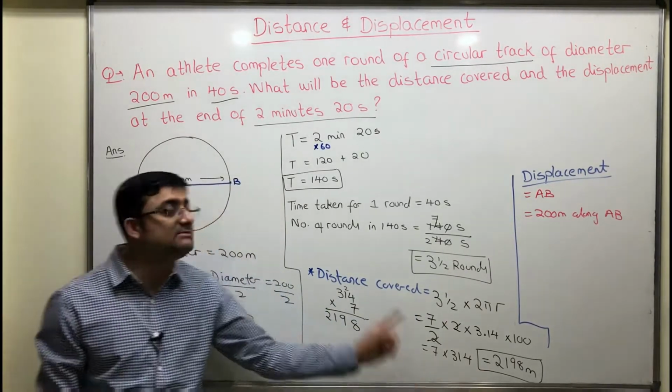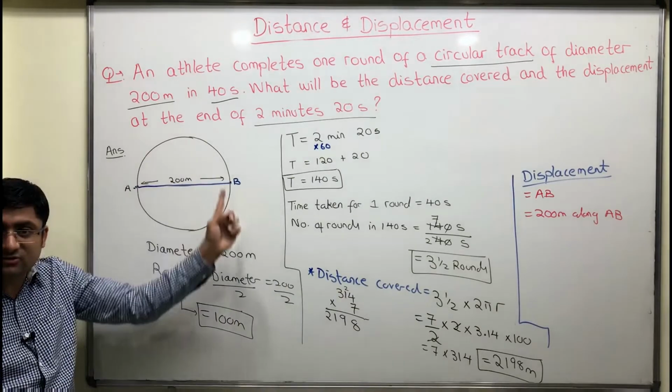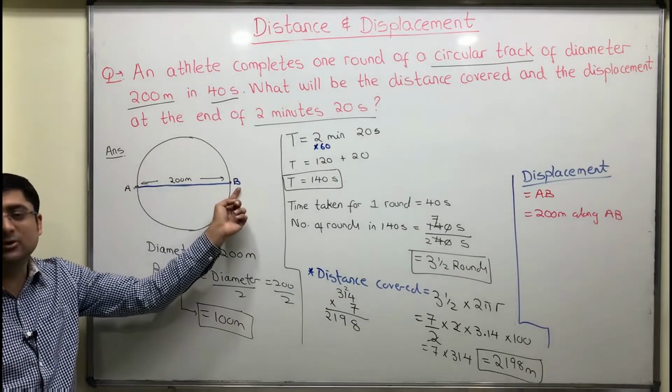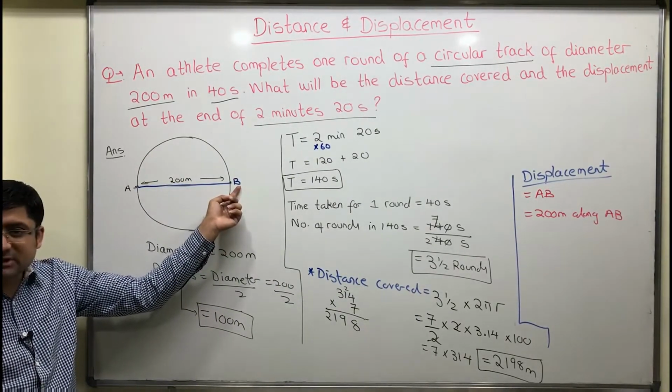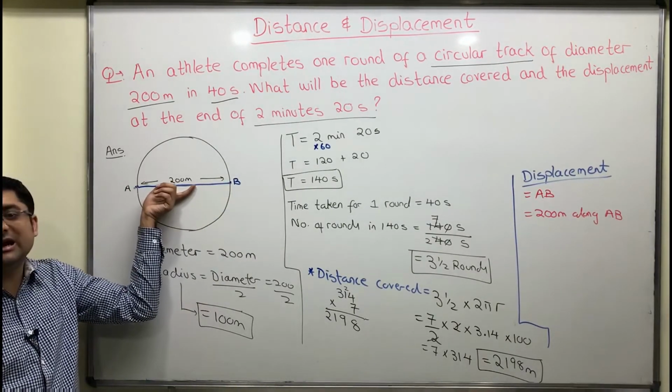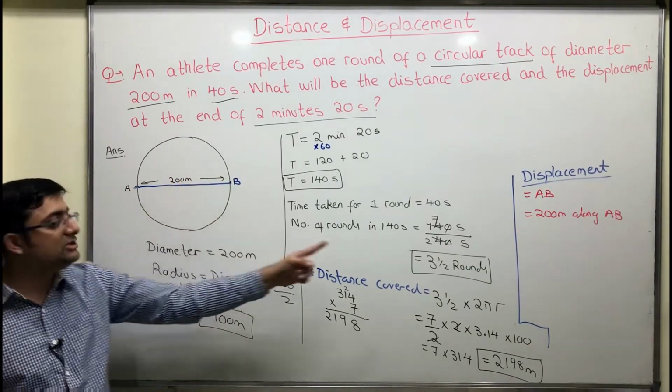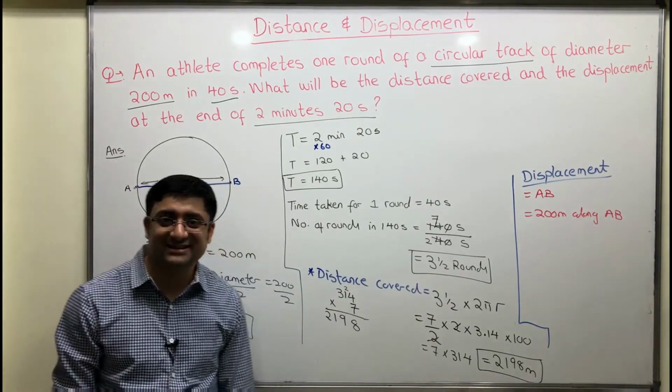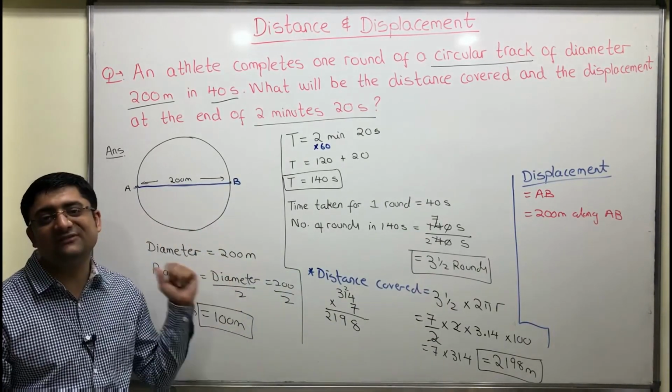Now what is the displacement? After 3.5 rounds, starting from A, he will come to point B, right? So what is displacement? The shortest straight line between the initial and final point. This straight line is nothing but the diameter. So displacement is 200 meters. Is this clear? So this is how you solve this question.